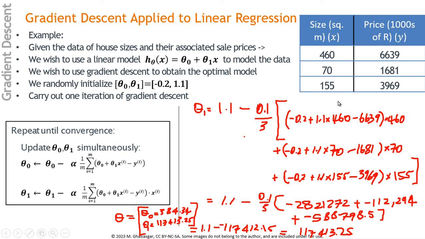Now this kind of illustrates the point that you want to adjust your initial data so that it's expressed in good units. Right. These units are the hundreds, these units are thousands. Now, instead of expressing the size in square meters, I could express the size in units of 100 square meters. This would become 4.6, 0.7, 1.55. Those numbers are a lot smaller. I get lots smaller numbers in this expression. And instead of price in thousands of rand, rand is South African currency, I could express the price in millions of rand. And then these numbers would also be smaller.